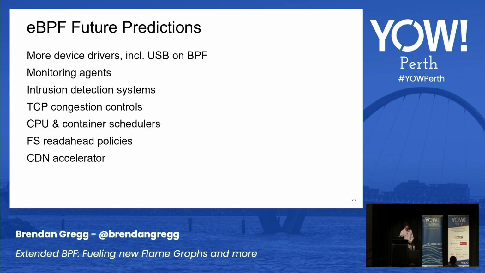Future predictions: more device drivers, including USB, on eBPF. Monitoring agents. There's application performance monitoring. There's zero-instrumentation performance monitoring, where it's just tracing your HTTP calls via the library or gRPC calls or whatever, so you don't have to change code. Intrusion detection systems, TCP congestion controls. There's already been work to do that. CPU and container schedulers. There was work last week at the Plumbers Conference about that. And we're just finding more and more uses for eBPF.